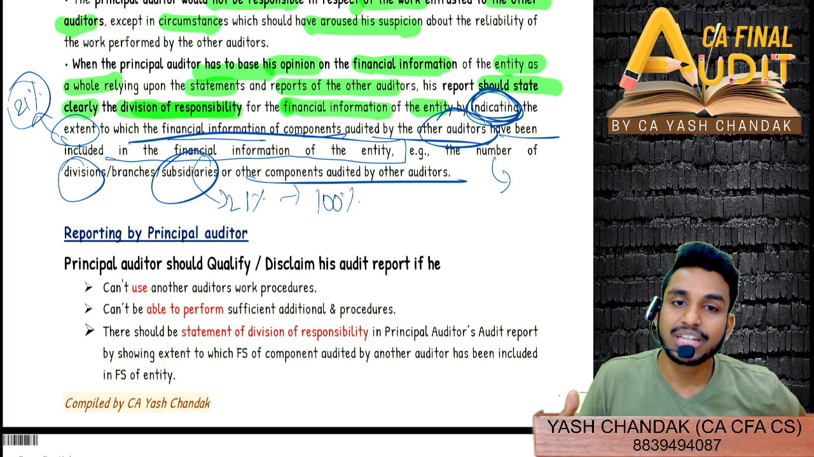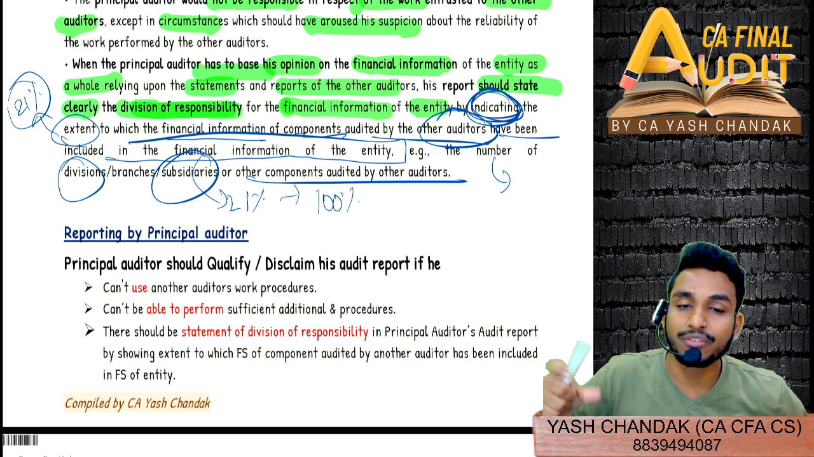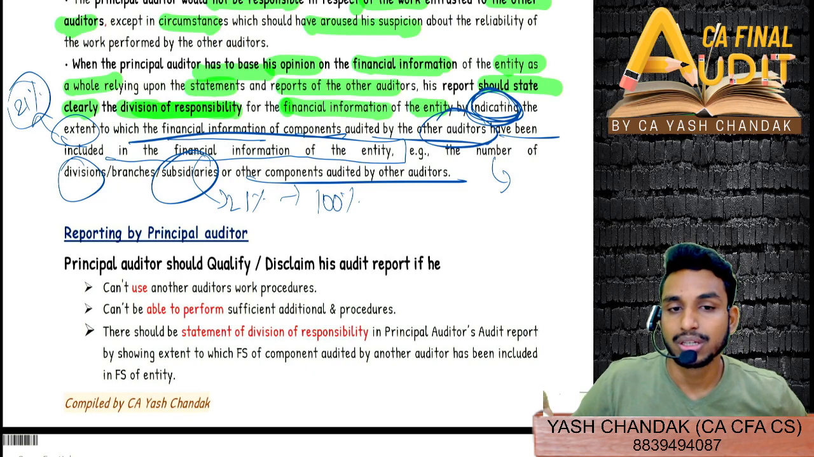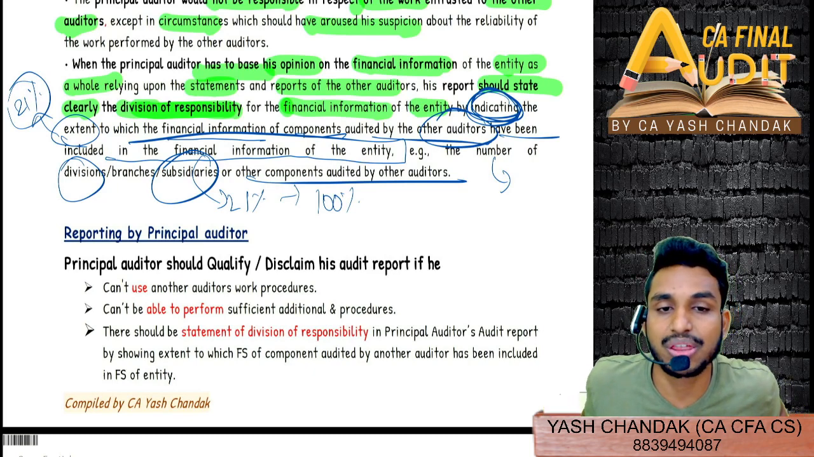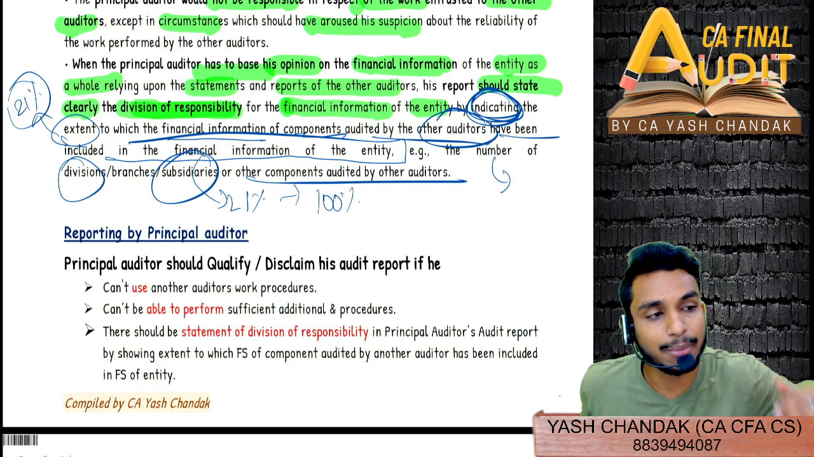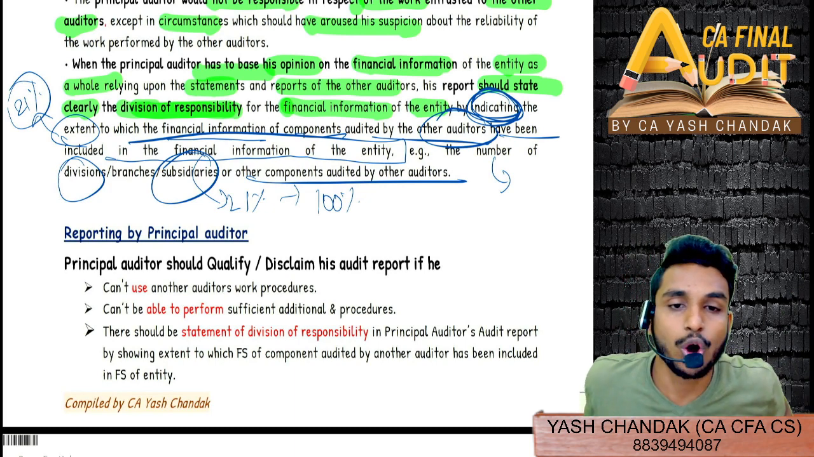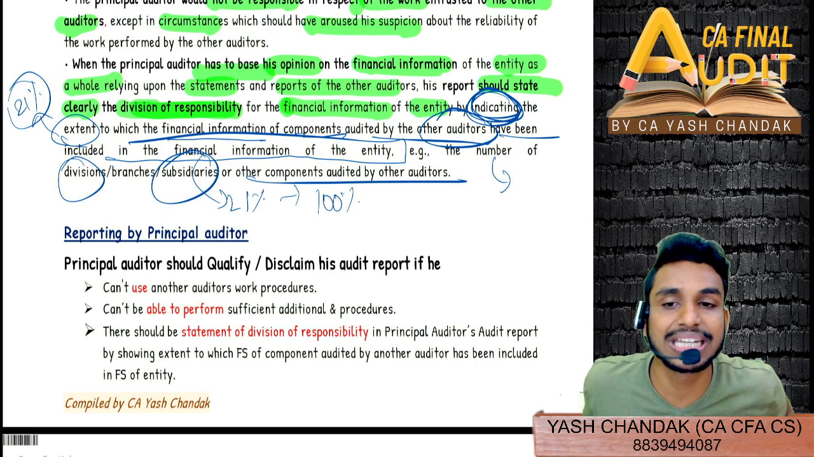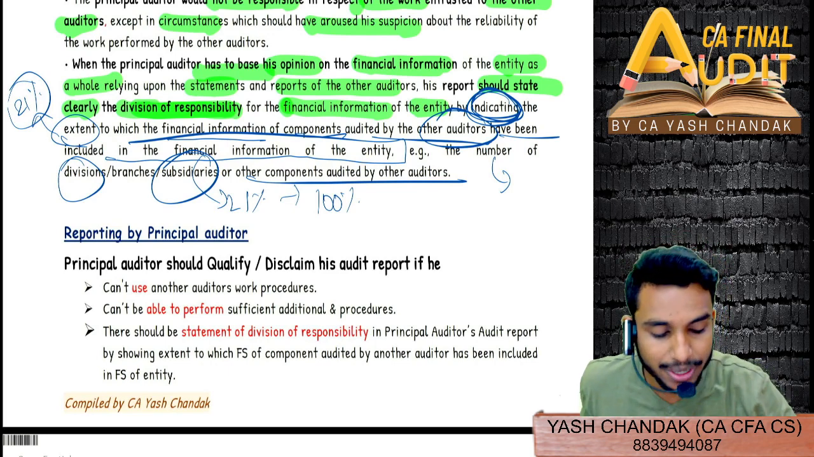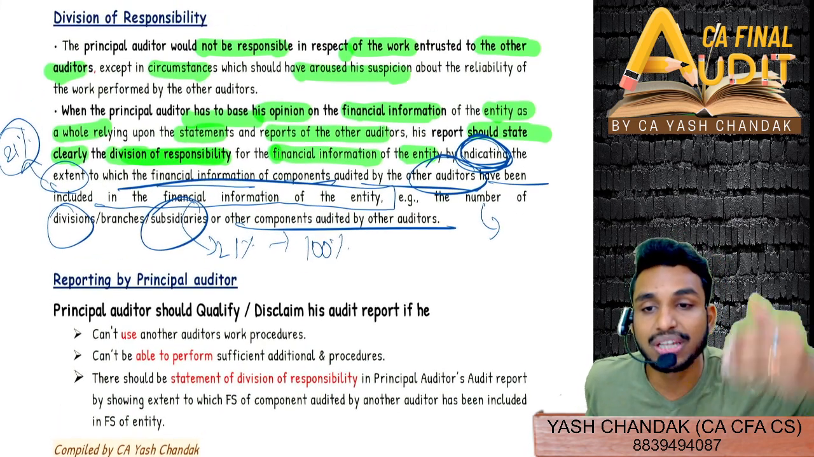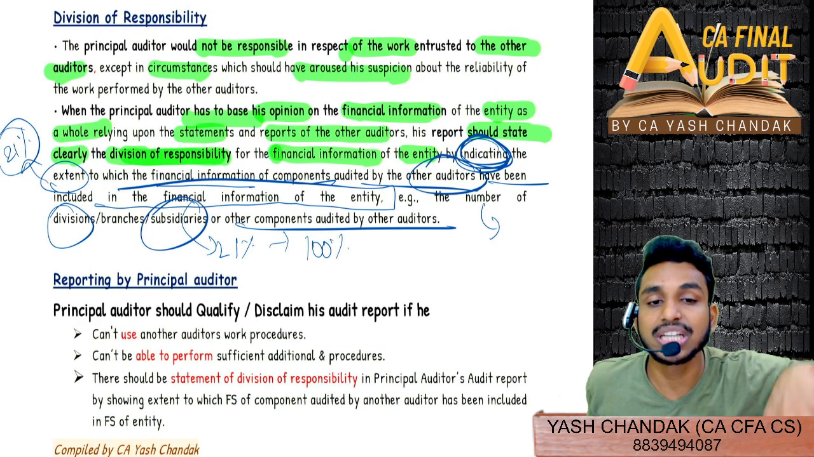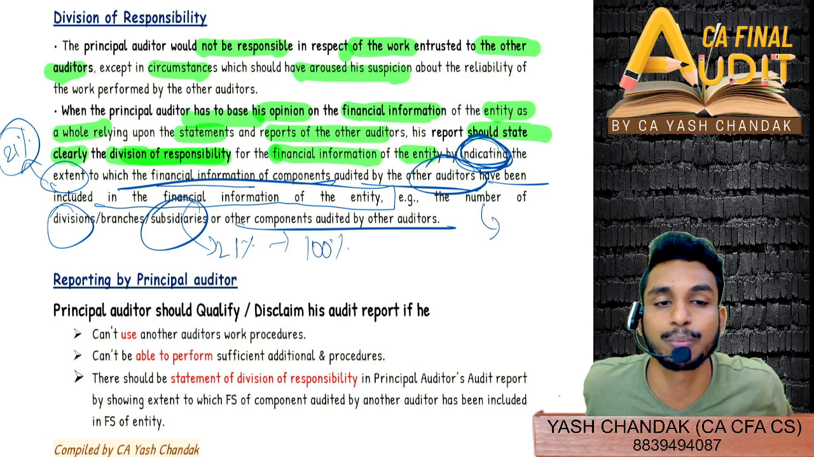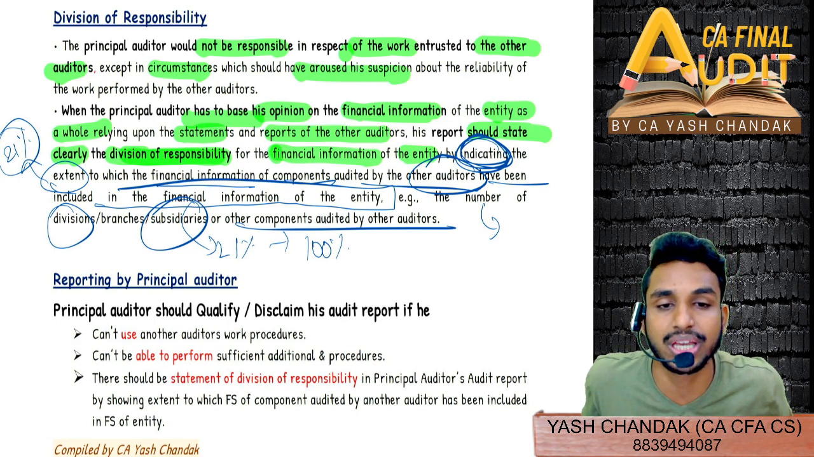It won't be like that. It will be modified, since you are not able to obtain sufficient appropriate audit evidence about the component. If you are not able to obtain it, either by way of communication with the other auditor or by performing your own additional audit procedures in whatever way, then that will be a limitation or restriction on your scope, and then you will have to see whether that component is significant and material for modification of the entire auditor's report.